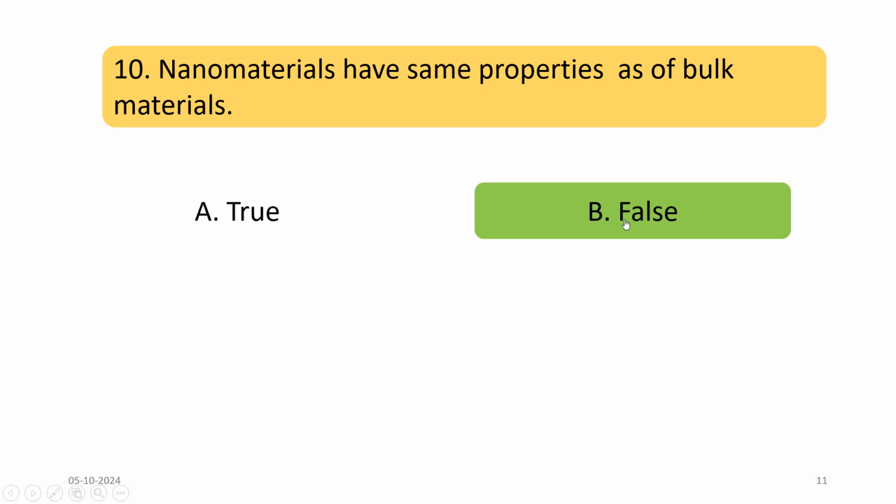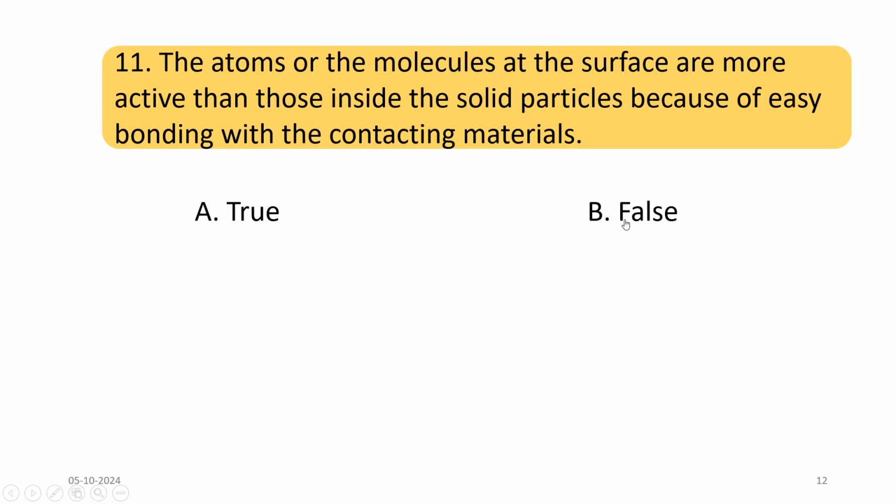Next, the atoms or the molecules at the surface are more active than those inside the solid particles because of easy bonding with contacting material. Is it true or false? From the question itself, it is clear that it is true. The atoms or molecules placed at the surface have to be more active because they are contacting with other materials easily and they are creating some bond.